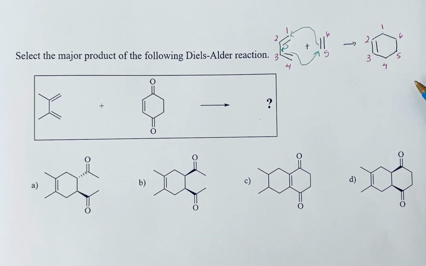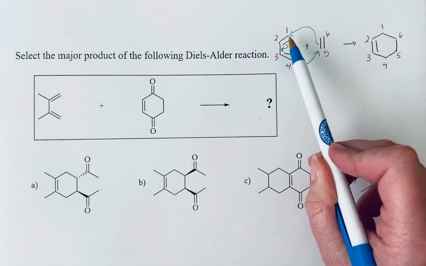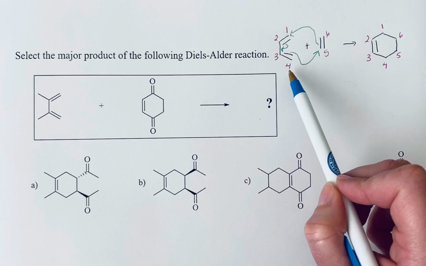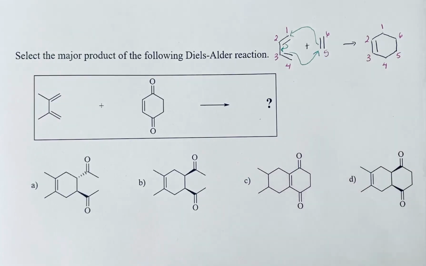And so what I like to do is I like to always number my system the same way. So on the diene, I always number those carbons 1 through 4. On the dienophile, carbons 5 and 6. And then what we need to do is just follow those 6 carbon atoms. And those are the only arrows. Nothing else changes in this reaction.